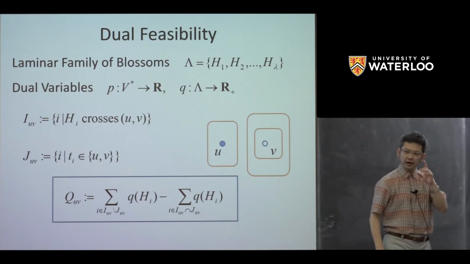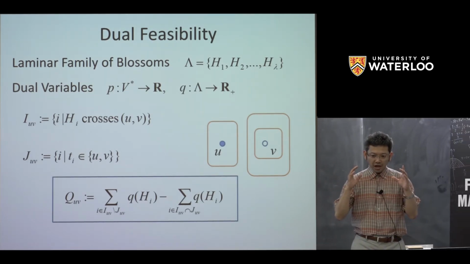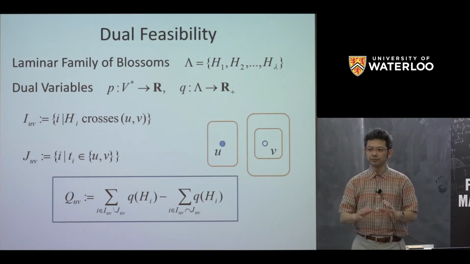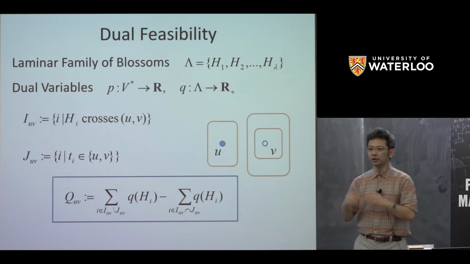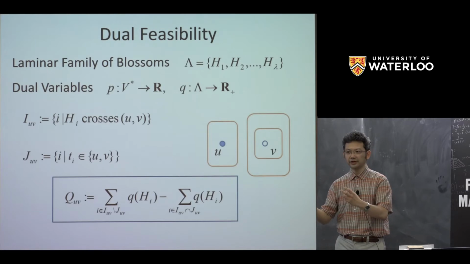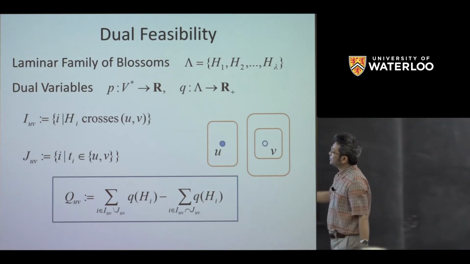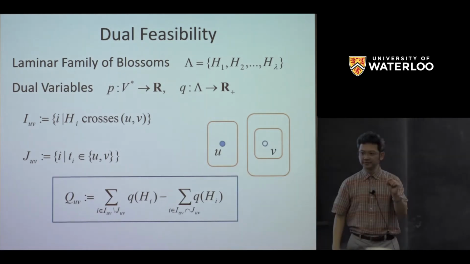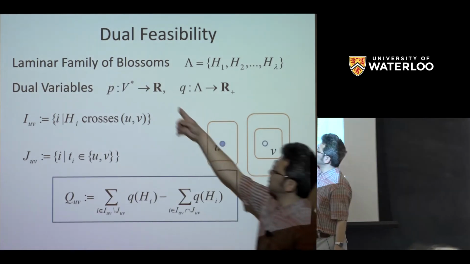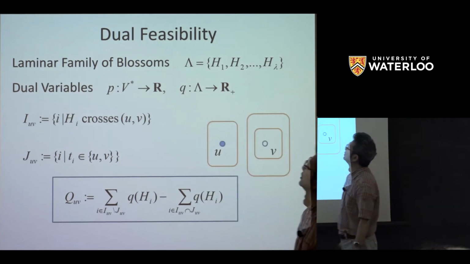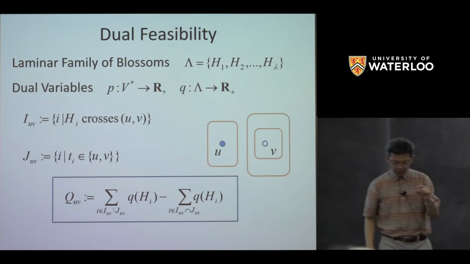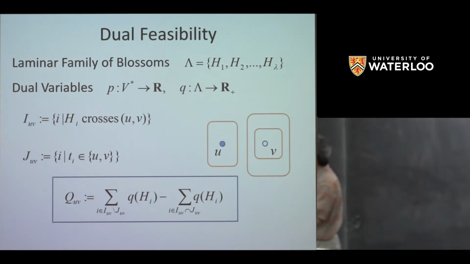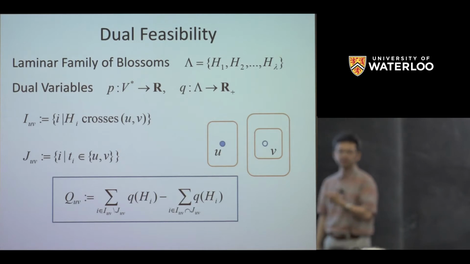Here I have to remark that I don't introduce an LP formulation of the problem explicitly. The term dual just means that we can use these variables as a certificate for the optimality, and we want to keep it. To be more precise, we have two kinds of variables. The first variable p is attached to each vertex, and takes any real number. Another variable q attaches non-negative values to each blossom.